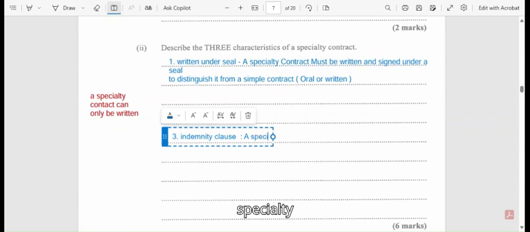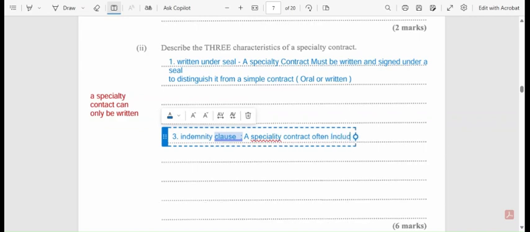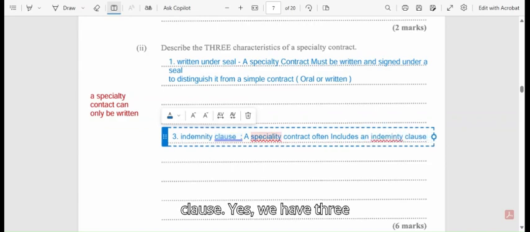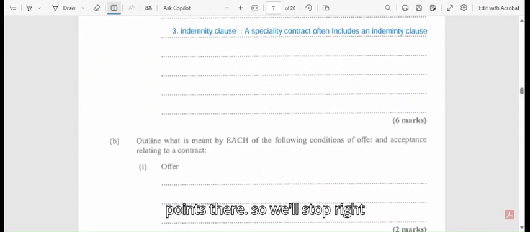Then we have that: a specialty contract often includes an indemnity clause. Indemnity clause. Yes, we have 3 points there. So we'll stop right there.